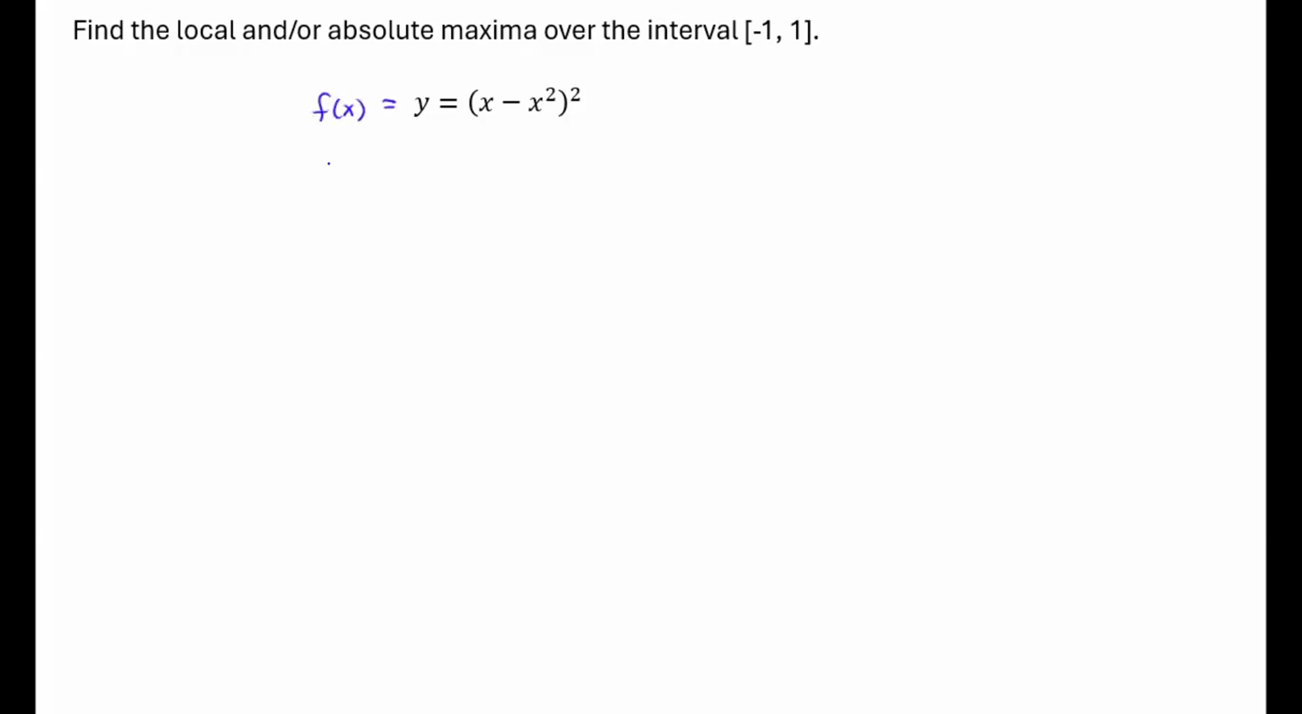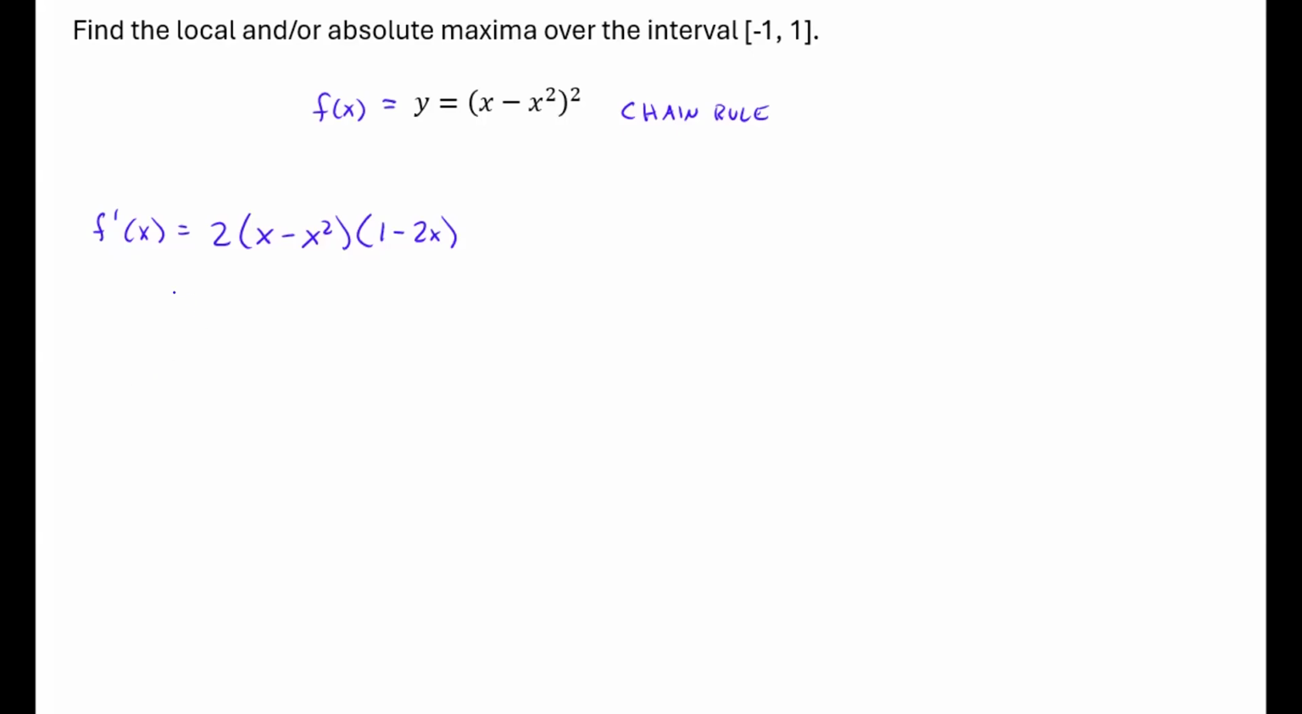So I'm going to go ahead and call this function f of x for right now. Keep in mind that when we take the derivative of this function, we're going to have to use the chain rule. So f prime of x, when we start taking the derivative here, we're going to get 2 times the quantity x minus x squared, all of that to the first power. And then we'll have to go ahead and take the derivative of the inside set of parentheses, which is going to give us 1 minus 2x.